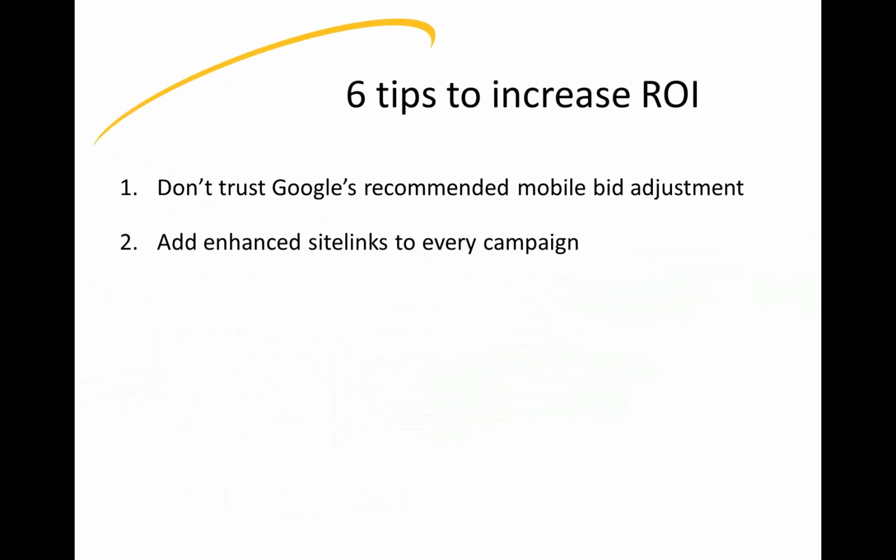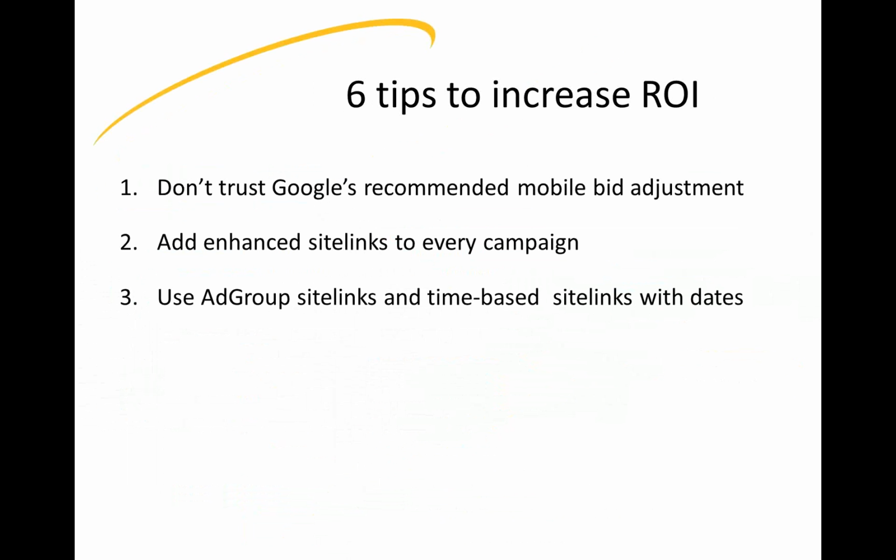So don't trust what Google says just because they say this is based on them looking at lots of other advertisers. Secondly, put those enhanced site links in every campaign that you have. They improve your click-through rate, which means lower bids and better ad position. Third, get down to the ad group level with your site links and use time-based site links. Time-based site links might be my most favorite aspect of enhanced campaigns, being able to set messages that appear with my ad, but only between certain dates.